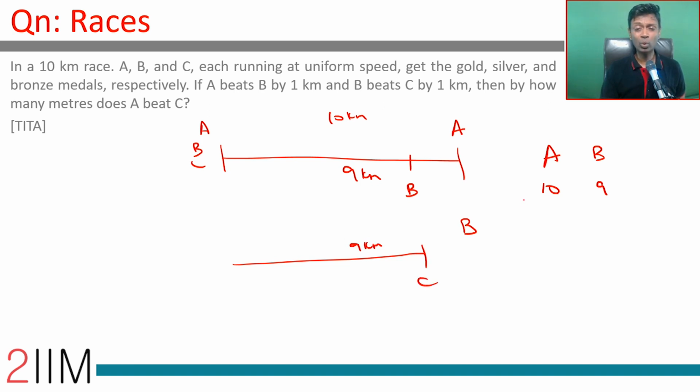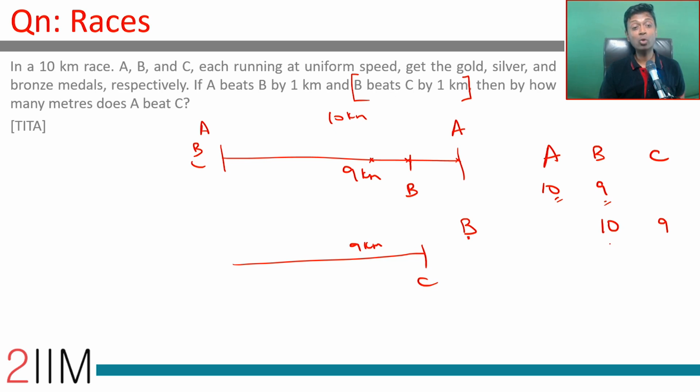Just remember, only one thing we need to remember. A, B, C are not at the 10 kilometer, 9 kilometer, 8 kilometer point. If B beats C by 1 kilometer, this means when B finishes the race, when B is at the end point, then C is at the 9 kilometer point. After this it is a plain old-fashioned ratio question. When A does 10, B does 9. When B does 10, C does 9.